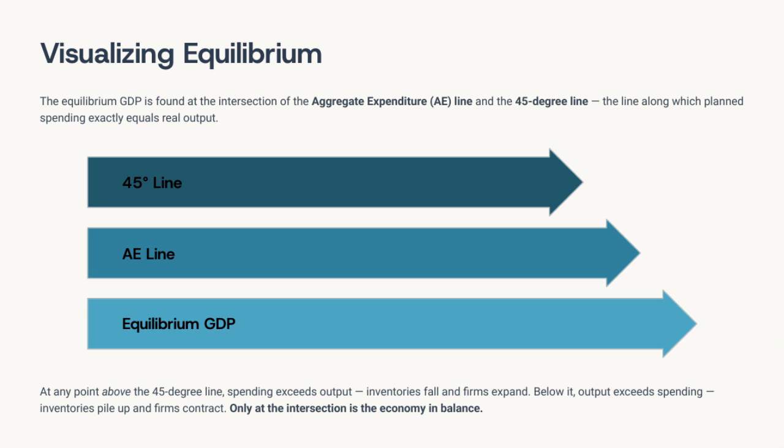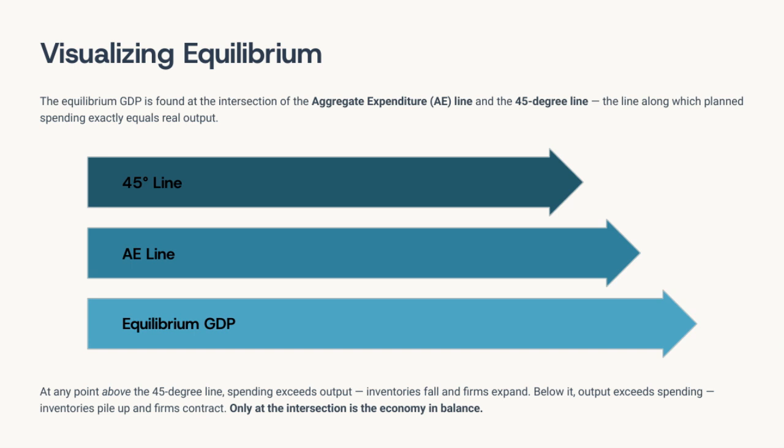This causes inventories to pile up since goods are produced but not sold, leading firms to contract their production. The point where the I line intersects the 45-degree line is crucial. That's where the economy is in balance, or in equilibrium. At this intersection, planned spending perfectly matches actual output, and there's no tendency for inventories to change. Understanding this balance point helps us see how shifts in spending or output can push the economy away from or toward equilibrium.